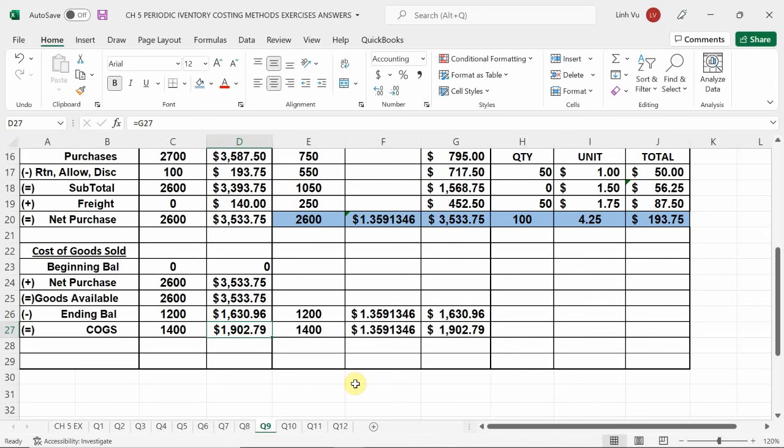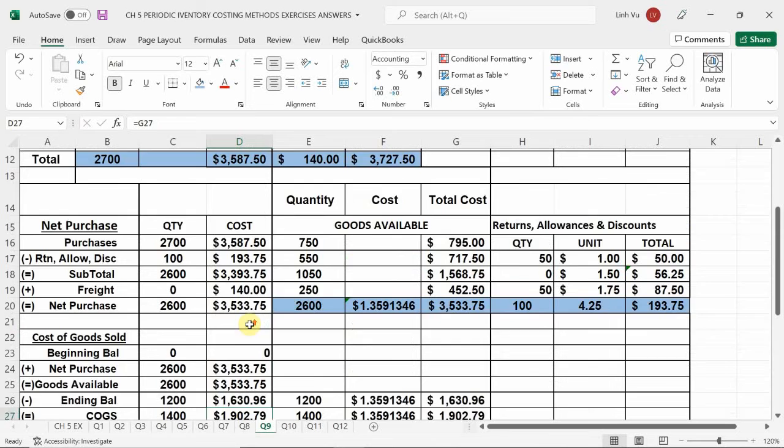So in this case, I don't care which batch came first. I don't care which batch came last. All I care about is what is my total number of units I have, right? What is my average cost per item? That means every item I sell is going to cost me the same amount. So whether I solve for my ending balance or I solve for my cost of goods sold, I'm going to get my answer to be like this. And that's it. Simple, easy, straightforward.